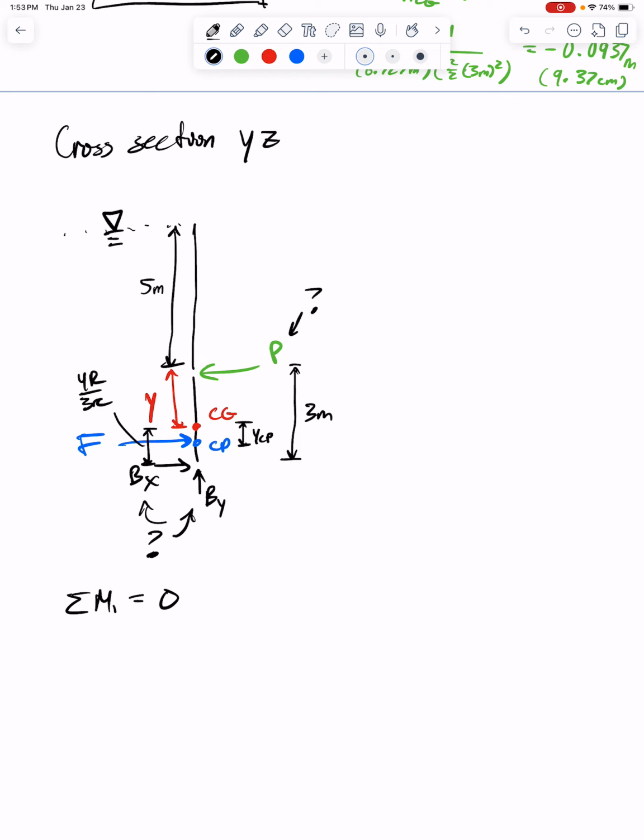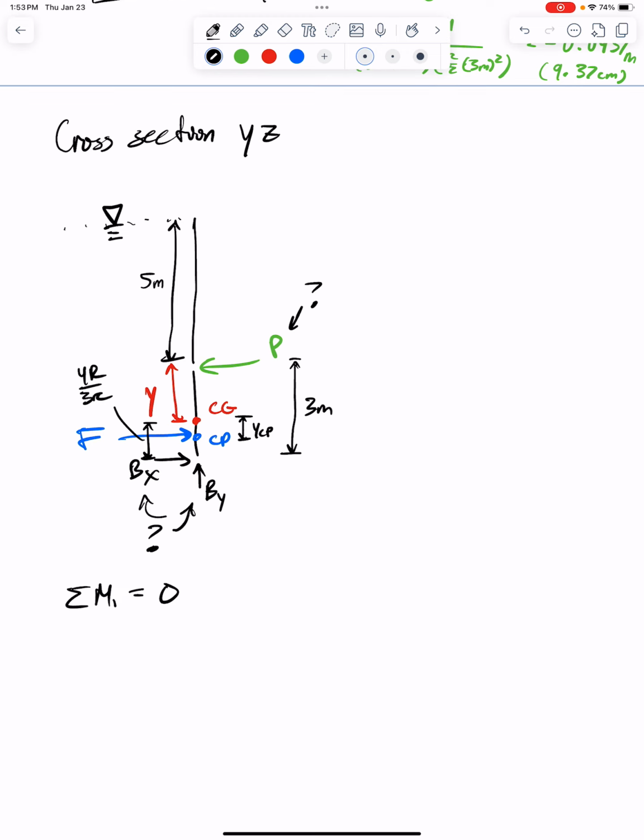When we sum all these moments together, it should equal 0. If it's not 0, the gate's either opening due to the fluid pushing out, or folding inwards due to the force being too great. So we want that summation of all the moments to be 0. And we can eliminate the reaction forces by setting the origin of our moment at that reaction location, because then the lever arm terms will be 0. We define counterclockwise as positive.